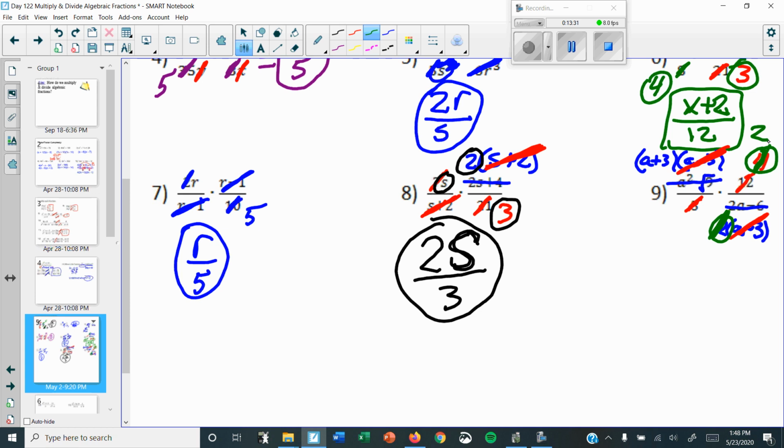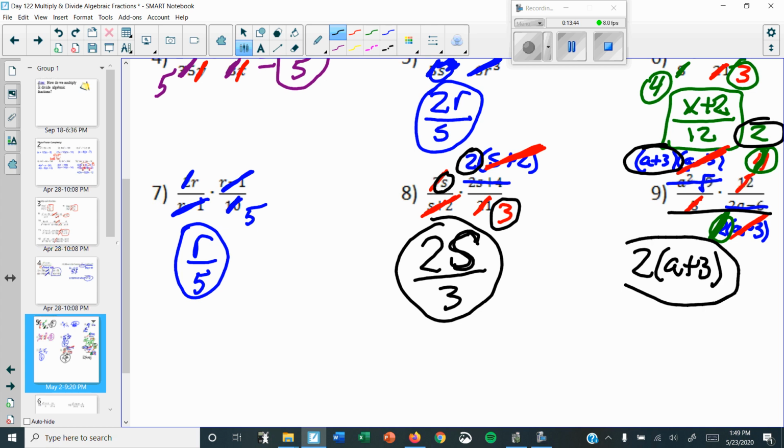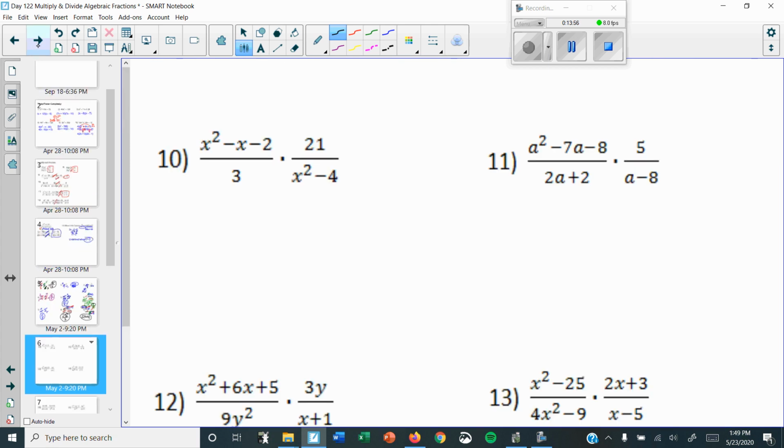So what am I left with? I got an A plus 3 over here. I got a 2 over there, and there's nothing left on the bottom. So your answer is just 2 times A plus 3. Again, make sure you find everything, and neatness will really help. And I'm not the neatest person, and a lot of times I forget something that's still there. Be neat.